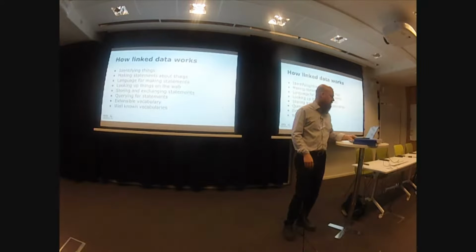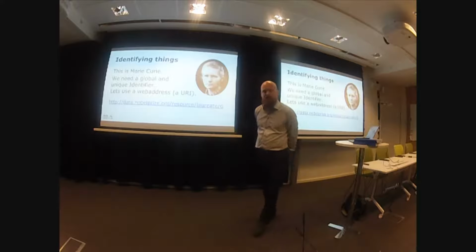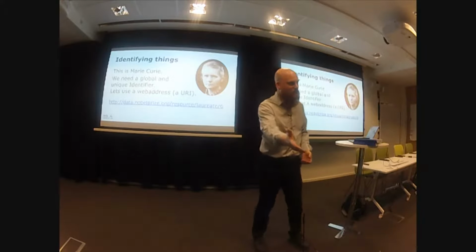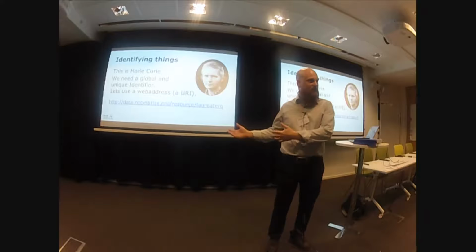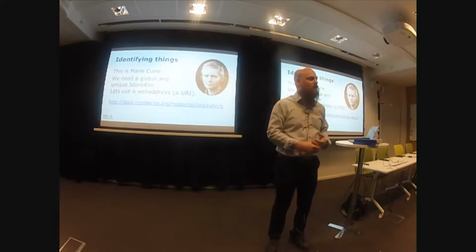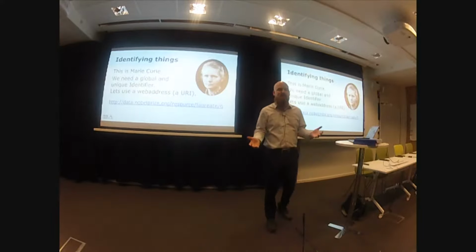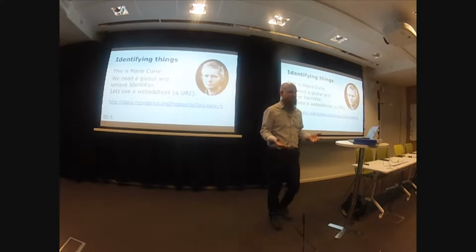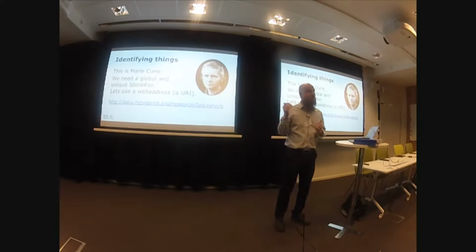So, identifying things. And now we are getting help here from Hans from Nobel Media, and we are going to take his example of Nobel Prizes because they are widely known. You don't need an explanation for that information model. So here we have a picture of Marie Curie.